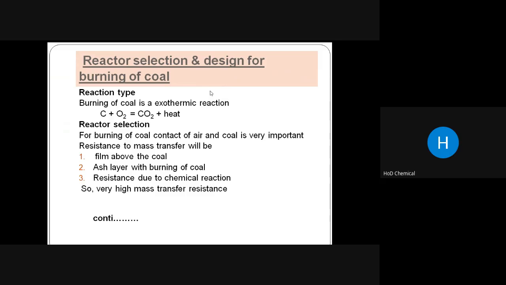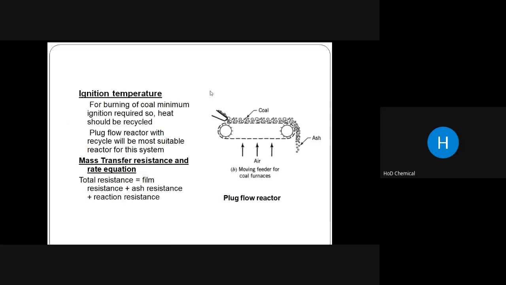So from this reaction, for the shrinking core model, the mass transfer occurs in three steps. That is, flame above the core, and after burning, an ash layer forms, and through the ash layer there is resistance to the chemical reaction. From these three steps we have to determine the residence times, either in spherical particles or cylindrical particles, with changing or unchanging size.